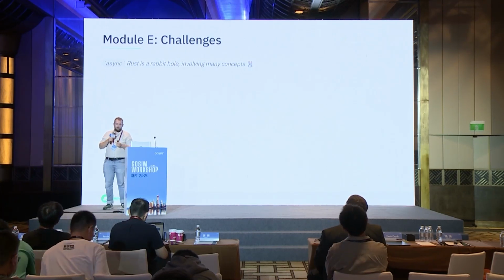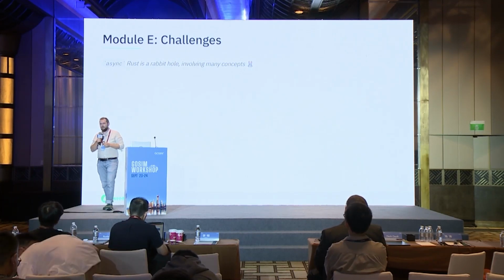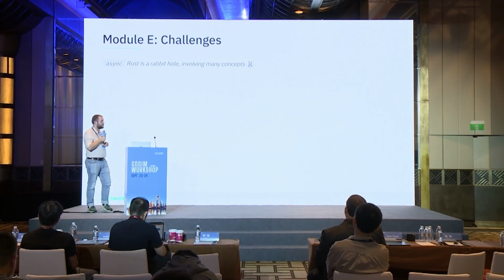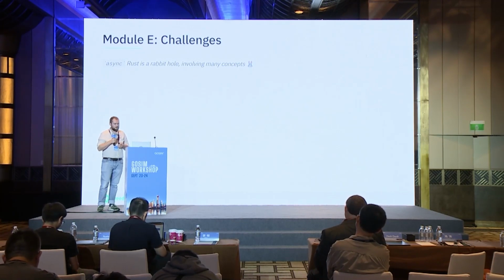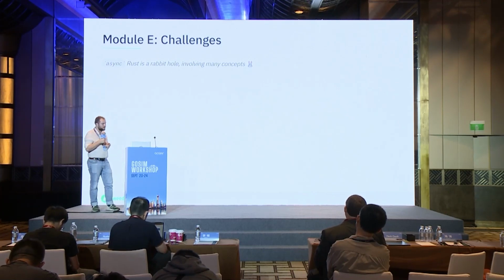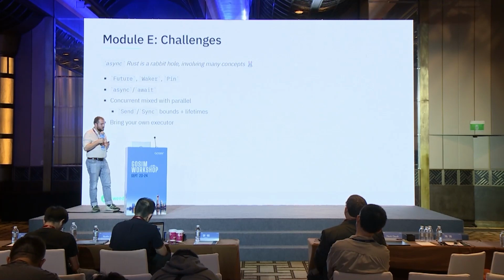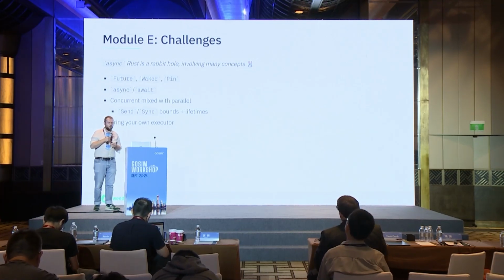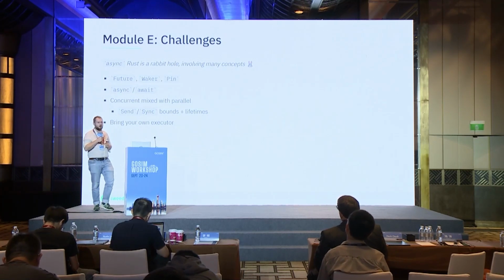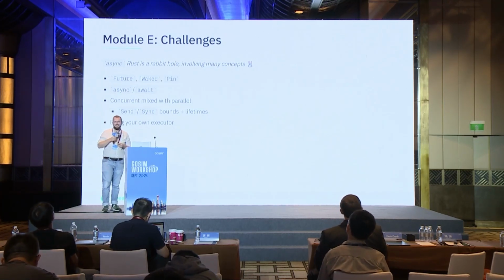So one thing that's hard about teaching async Rust is that it's really a rabbit hole, and it involves many, many concepts. And if you know Rust, you know that it's hard to get started with async sometimes. So some of these concepts here: future, waker, pin. Does anybody know how pin works exactly? I tend to forget all the time.